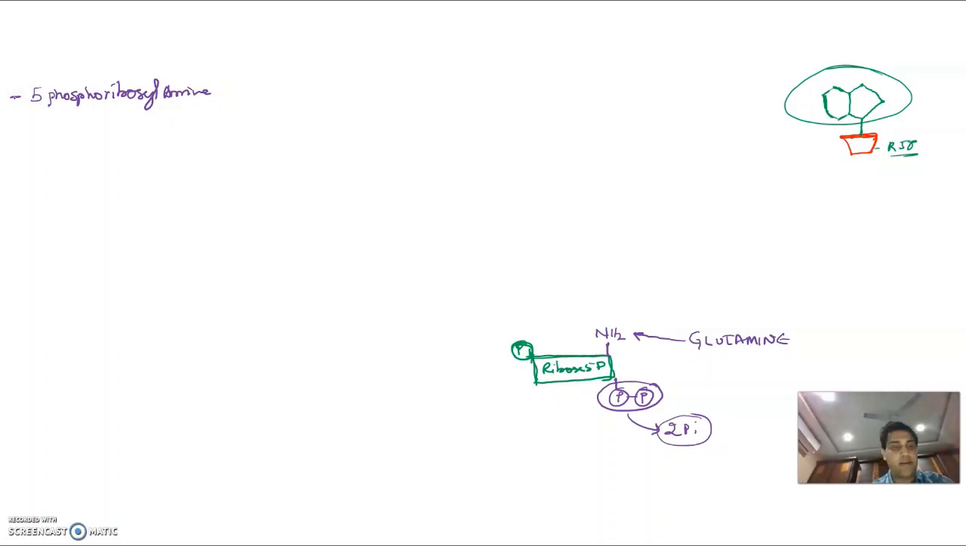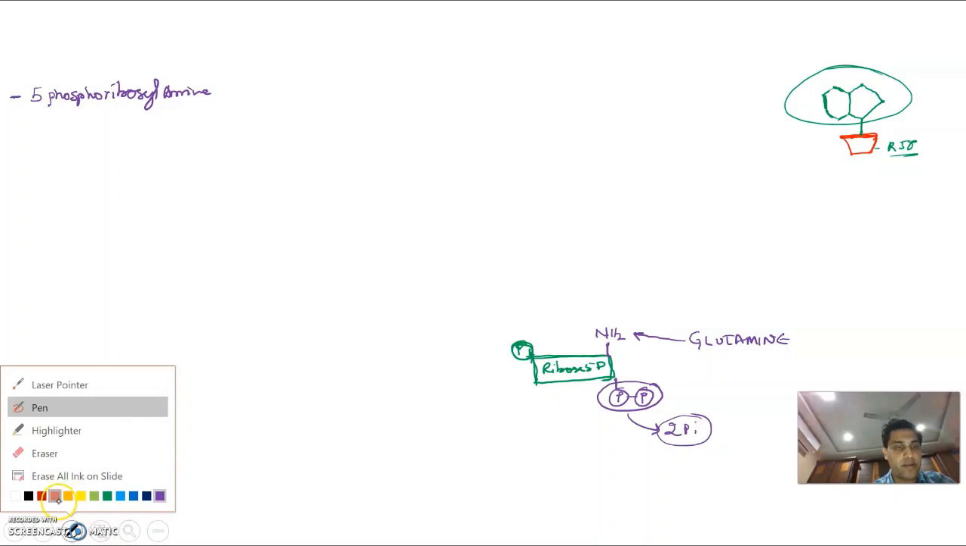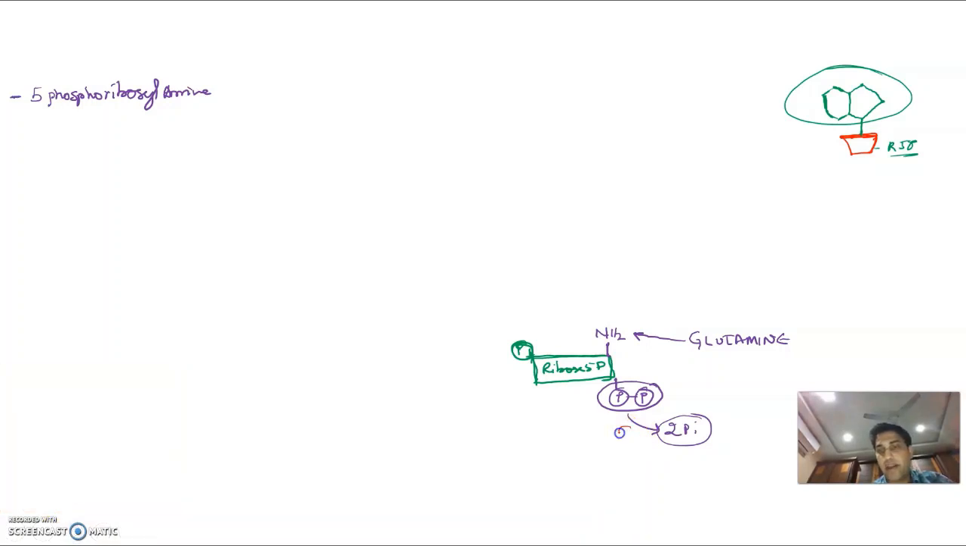This step requires ATP. Wherever ATP is required, I'll put a red dot. In the first step, ribose 5-phosphate forms phosphoribosyl pyrophosphate; 1 ATP is required, and from pyrophosphate to inorganic phosphate, another ATP is required. Now 5-phosphoribosyl amine is formed.